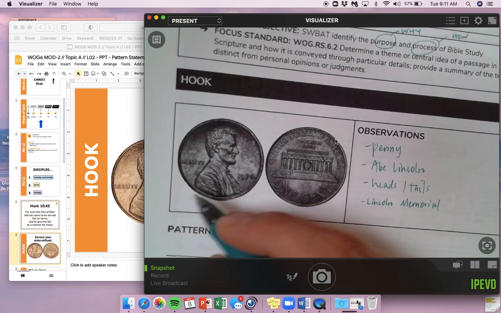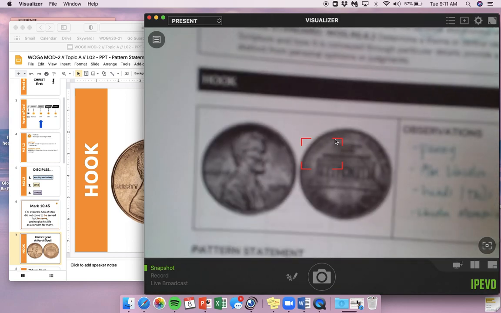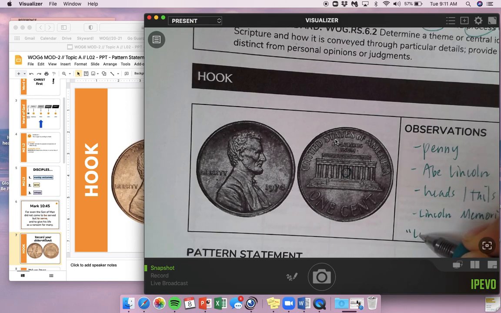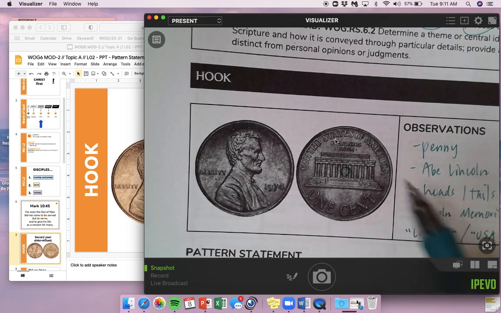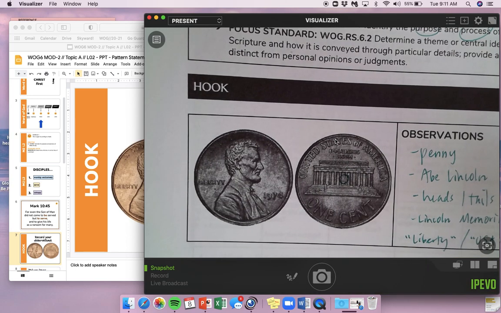Some other people noticed some of the words on this penny, and it's probably easier if you're looking at your paper. This word right here says liberty, it says United States of America here, it says e pluribus unum right here, that's Latin. So I'm going to put e pluribus. If you have something different, that's okay. I just want you to take a look at what other people said.